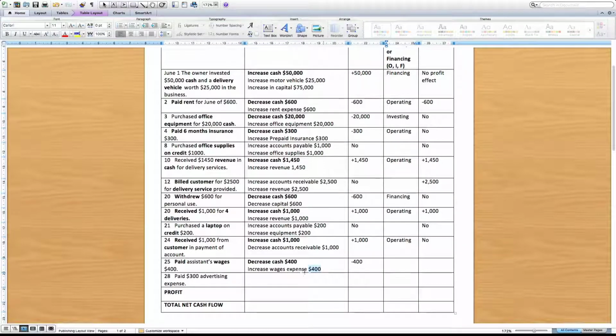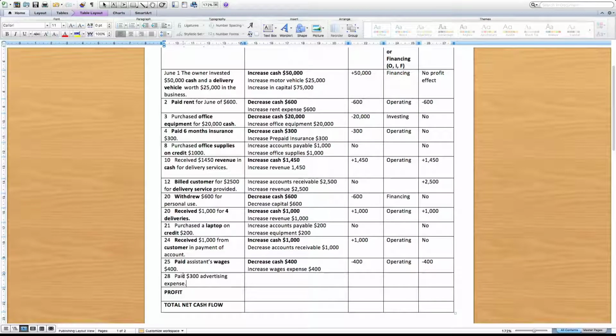Classify, look to your second item, wages expense. So expense accounts are associated with our operating activities. Implications for profit, we're dealing with an expense account. We know that profit is revenue less expenses, so the effect on profit is going to be minus $400.